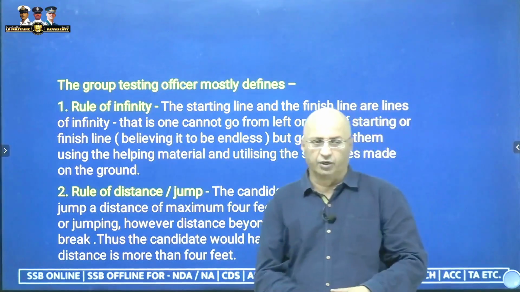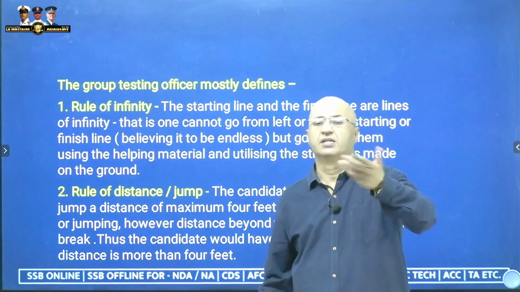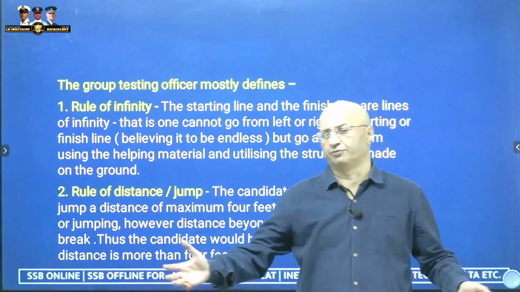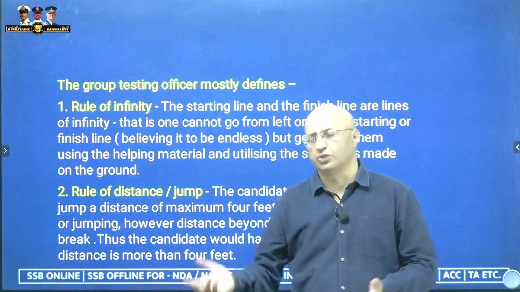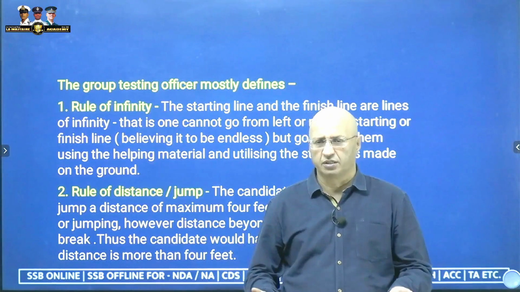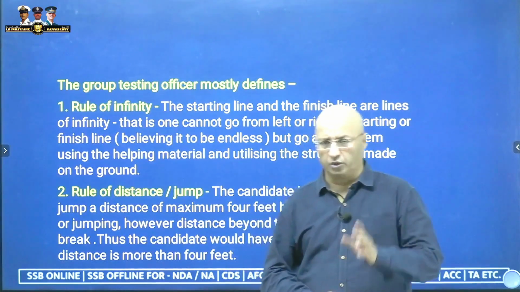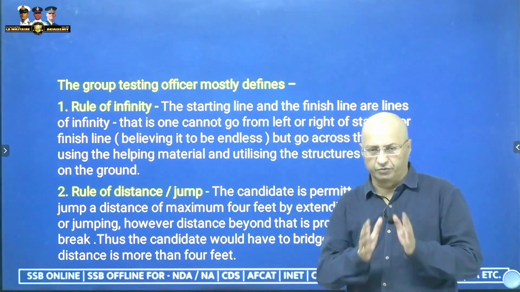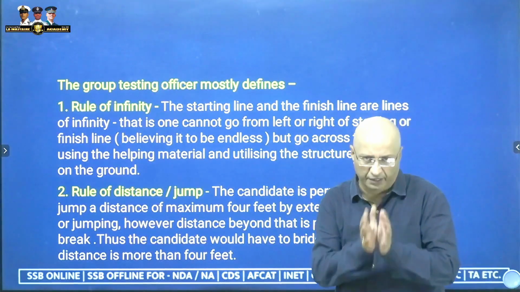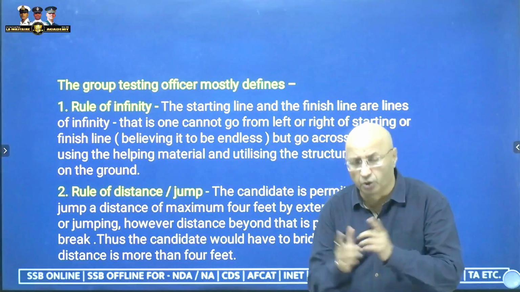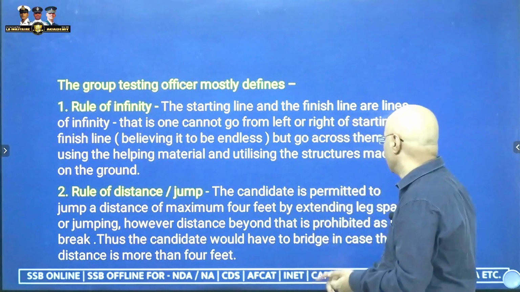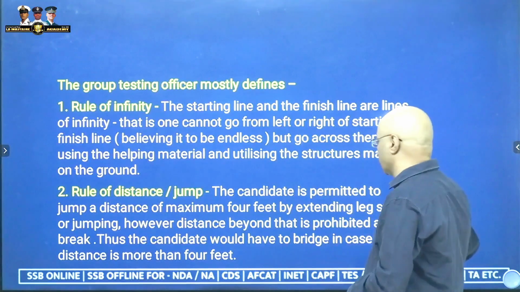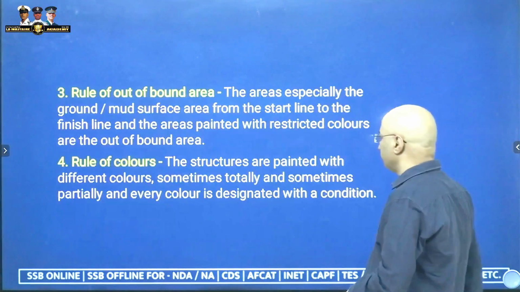So remember that there is not one person who can jump 6 feet. This way the entire structure which is created of a few feet will be covered in 2 or 3 jumps. This is not what they are looking for. They are not looking for kangaroos in the armed forces, neither monkeys. They are looking for human beings who are able to apply their mind. Is it clear? Both, all of you? Yep. So by extending leg span, any distance beyond that is prohibited as a rule break.